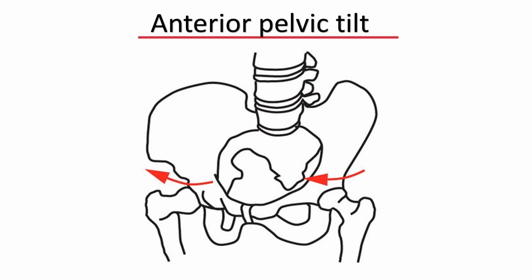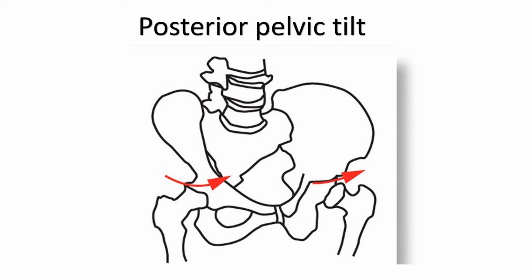Anterior pelvic tilt produces hip flexion. Hip flexion through anterior tilting brings the ASIS anteriorly and inferiorly. Symphysis pubis moves downwards closer to the femur. Lumbar spine is hyperextended.